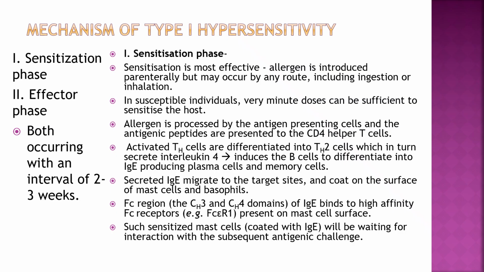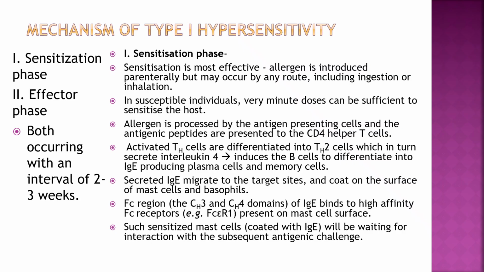Mechanism of type 1 hypersensitivity. There are two phases, the sensitization phase and the effector phase, occurring with an interval of 2 to 3 weeks. Sensitization phase: sensitization is most effective when the allergen is introduced parenterally, but may occur by any route, including ingestion or inhalation. In susceptible individuals, very minute doses can be sufficient to sensitize the host.